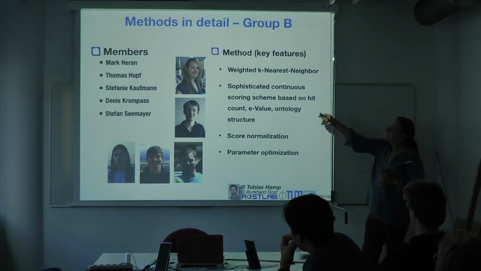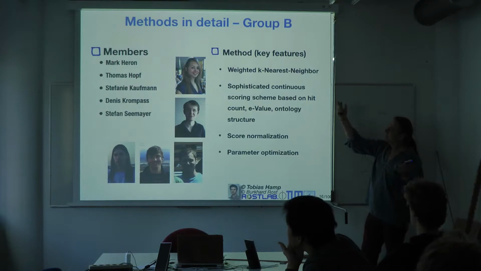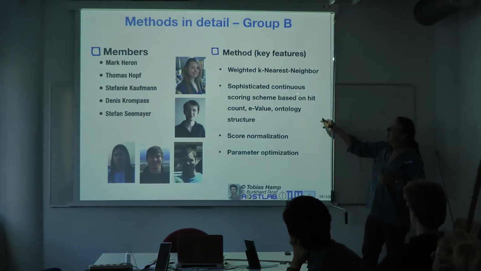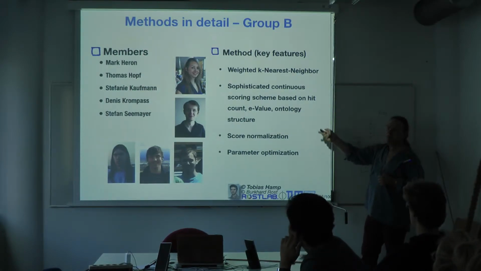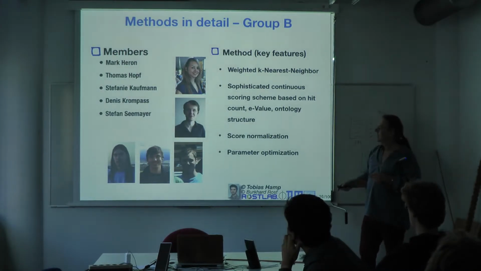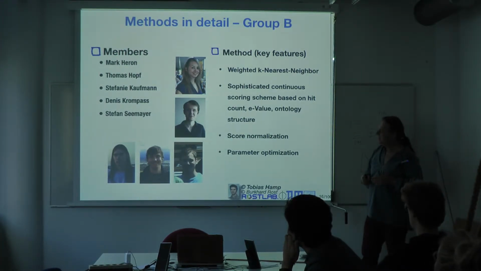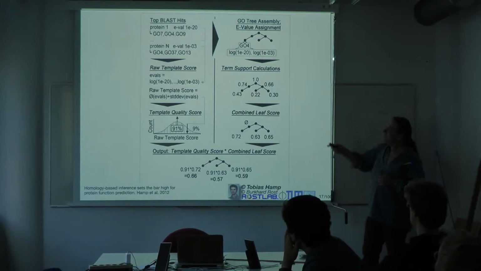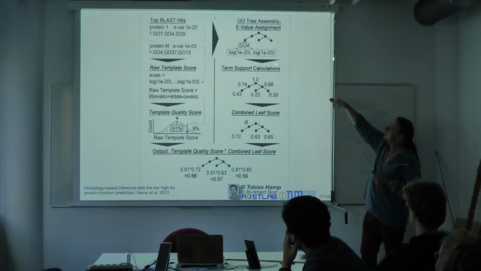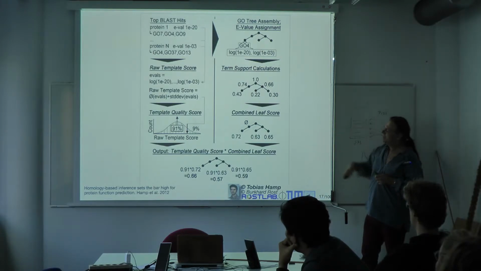They do weighted k nearest neighbor. So before, no difference here except k before was 6. They have a slightly different continuous scoring scheme. So it's not hit equals above threshold. Here we have a continuous score. Right? And then they have to normalize the score. And then they have some parameter optimization step in here. So this is essentially the raw template score, then there's a quality score that goes onto the tree, and that's exactly where they optimize the parameters.